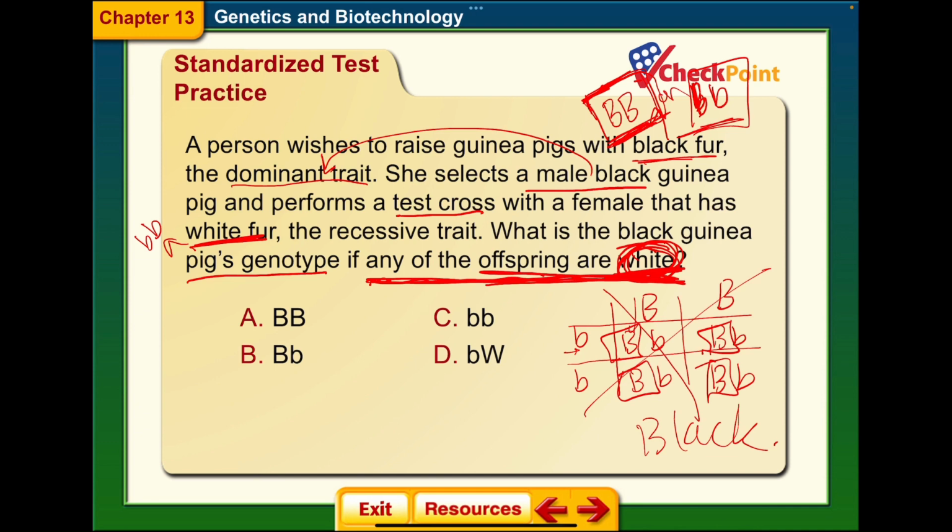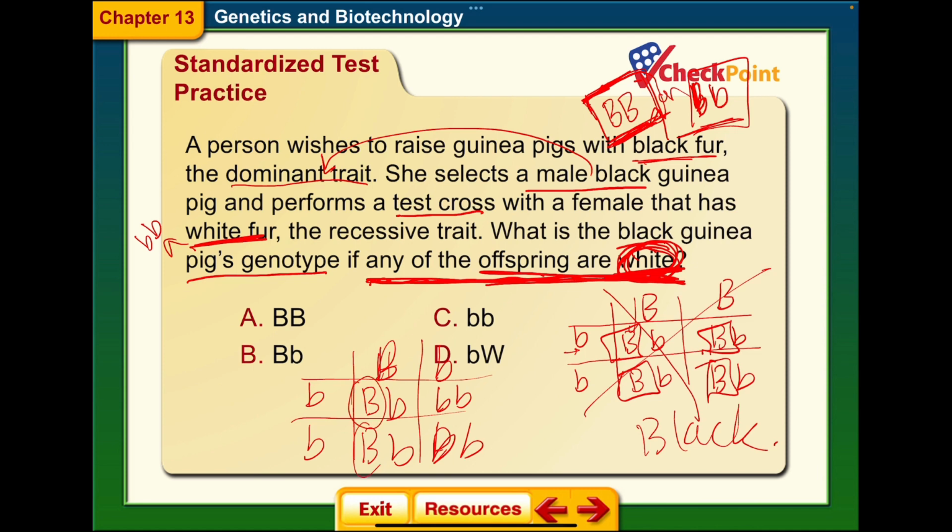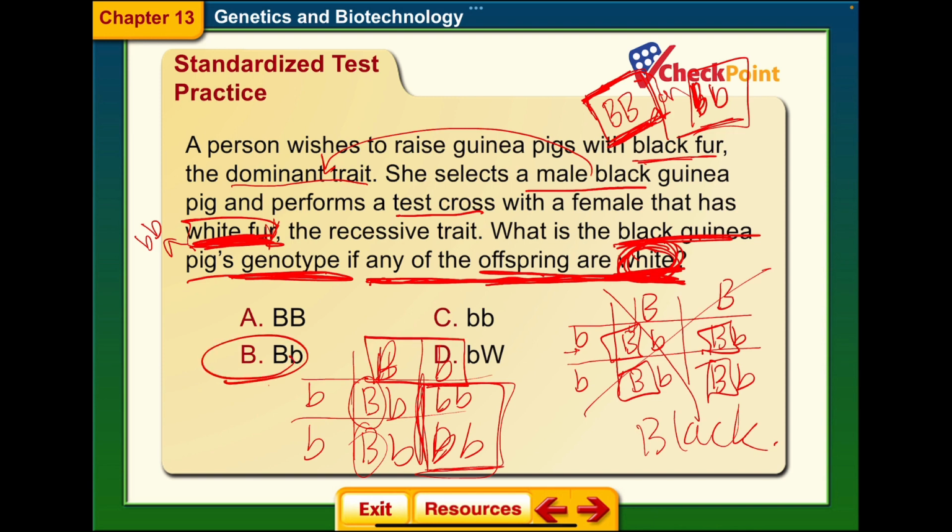Let's try heterozygous. If we cross a homozygous recessive with a heterozygous, it's supposed to be a B, what will our offspring look like? Well, if we look here, 2 of them have the dominant allele, but the other 2 are homozygous recessive. And we said that homozygous recessive is for white fur. So that means the genotype of this black pig is heterozygous. So that's B.